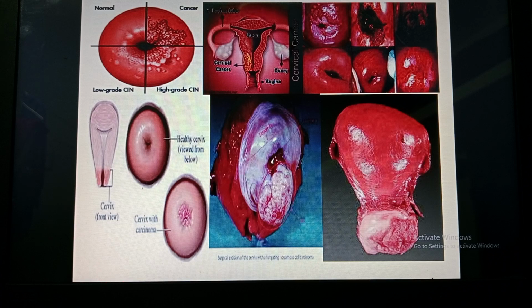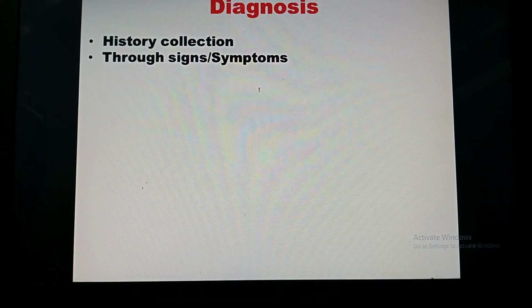So then later it will go on spreading from one organ to another organ, and the entire body it will spread. Okay, how to diagnose? One is when the client comes, the doctor will do the history collection with a thorough physical examination. And like signs and symptoms, when the client says them herself, the doctor will get the idea.